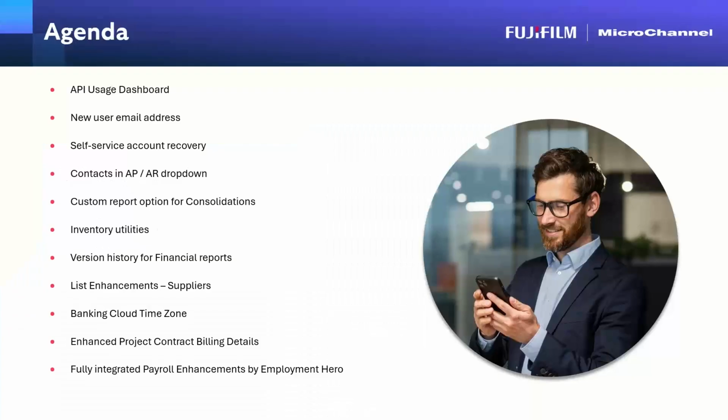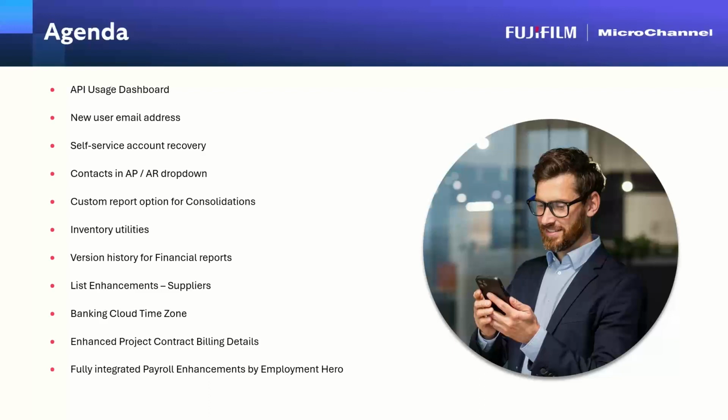So from a session perspective, I'll take you through a couple of things, as you can see on the agenda side. So I'll take you through the API usage dashboard. I'll just read through it quickly, but you can see what it is. A new user email, self-service account recovery, the contacts in AP and AR. There's a couple of new things on the consolidation side that we can utilize, and then if you do use inventory, there's a number of utilities that they've added on there. That's quite useful. On the financial reporting side, just the versioning. I'll show you how that works as well.